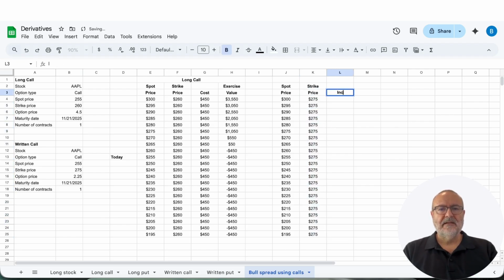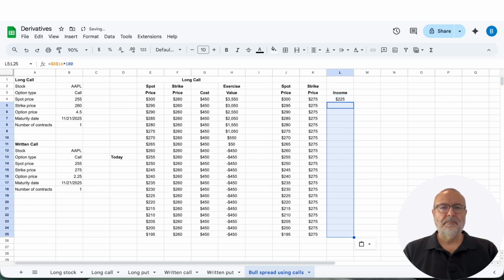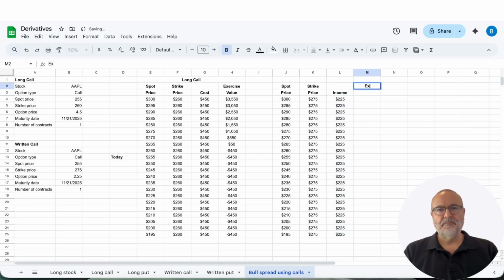Next, we will add the income, which is the option premium we collected when we wrote the call option. Our income also stays the same as spot price changes. We can now calculate the exercise value, which will include our income.